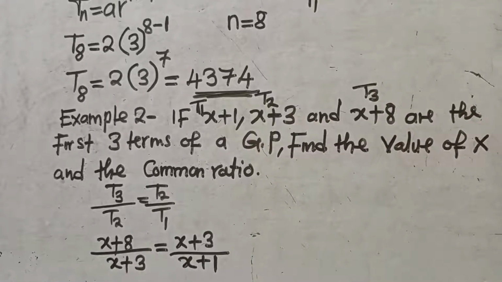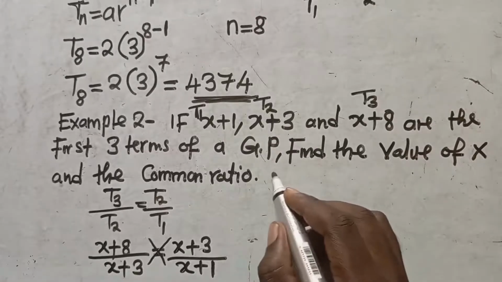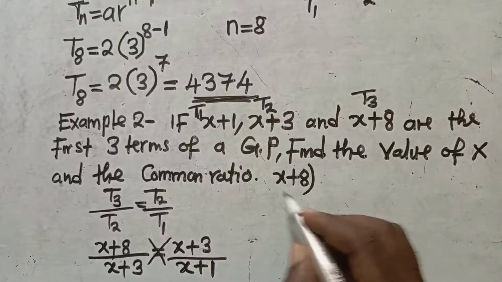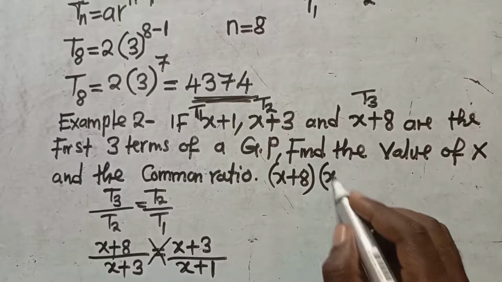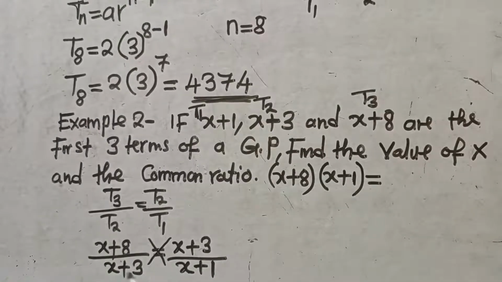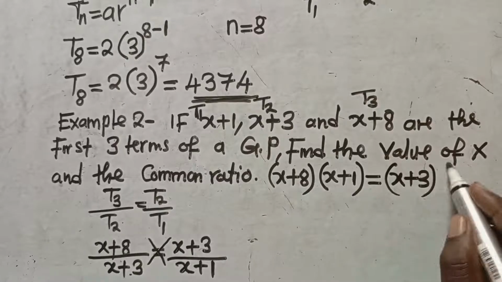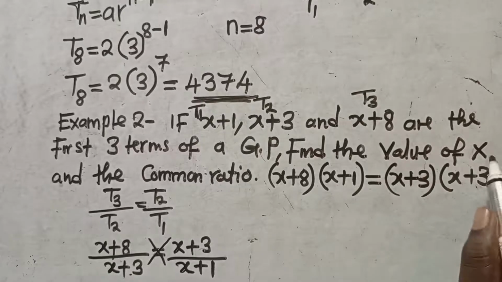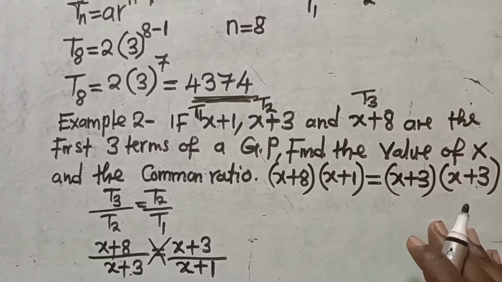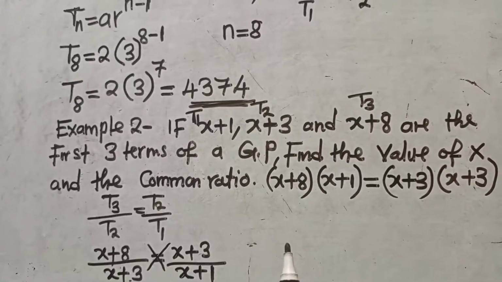How then can I work out this? How can I answer this particular question? I cross multiply. When I cross multiply, what I'm going to have is x plus 8, like this, times x plus 1, is equal to, cross multiplying these two, x plus 3 times x plus 3. I simplify this part. It's just a matter of simplifying this part that is here. So this is what I need to do.